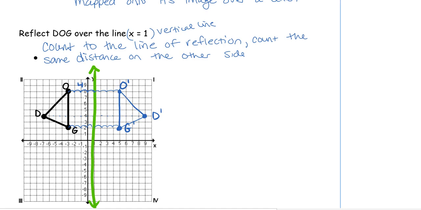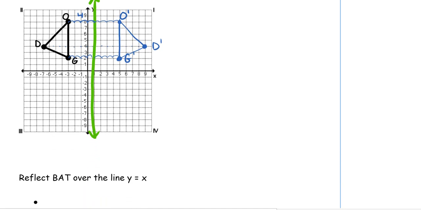Remember, we have that D prime, O prime, G prime. It is important that you have that notation. That is what's telling your viewer, whoever's looking at your paper, that that's where it ended up and not where it started. That's the image, not the original.